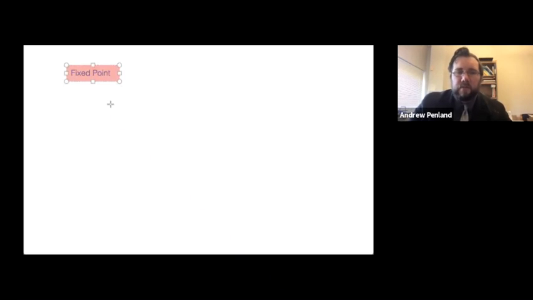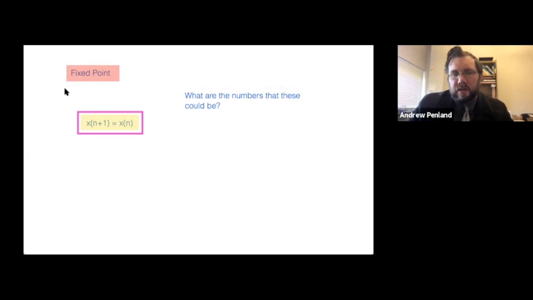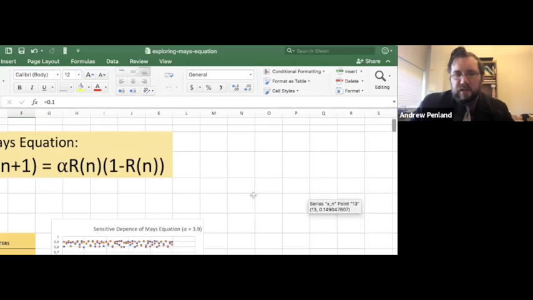Where we can determine the possible behavior. So remember, a fixed point is something where x of n plus 1 is equal to x of n. So we're trying to figure these things out. We're trying to figure out what are the numbers that these could be. And we saw, for instance, that let's go back and change the value of alpha and see what that does to the system.